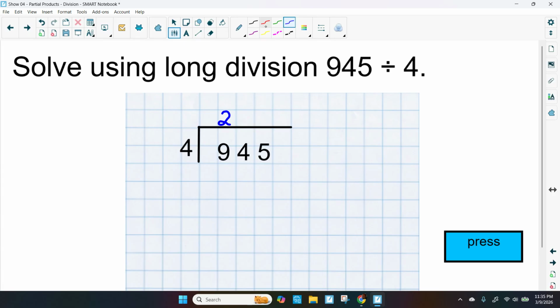All right, so let's keep that blue. 4 times 2 is 8, and when I subtract that, 9 minus 8 is 1. So now I'm going to bring down this 4 to make that 14, and I'm going to keep dividing. 4 goes into 14 3 times. And 4 times 3 is 12. And I'm going to subtract. 14 minus 12 is 2.